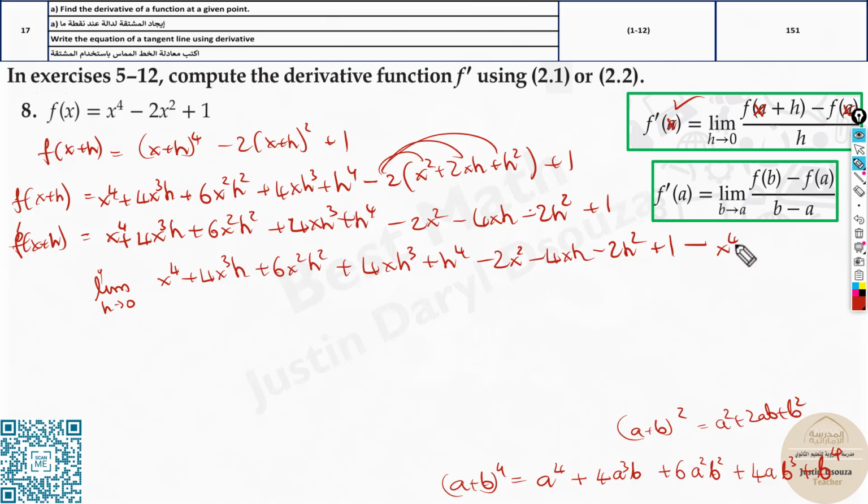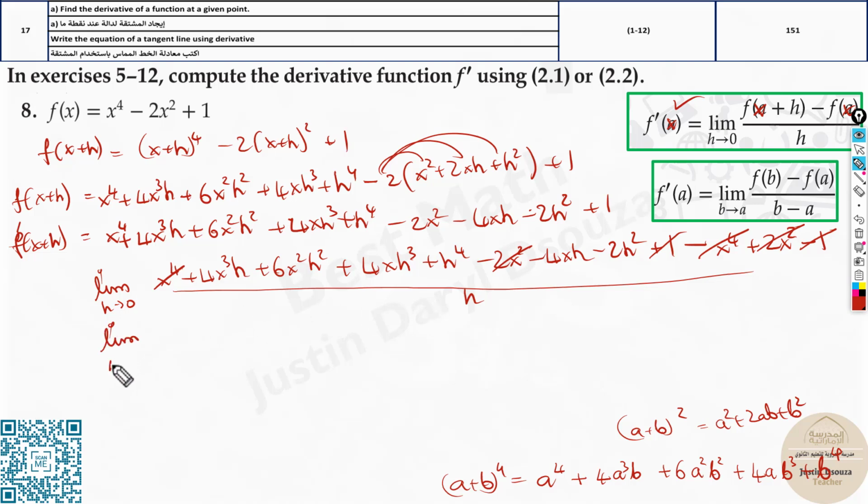What happens over here? It's x power 4, minus and minus becomes plus 2x squared, because we have to minus negative all these terms, minus x squared, but this is already minus, it becomes plus, and lastly we have minus 1. 1 cancels off. 2x squared over here cancels off. What about x power 4? Yes, this also cancels off. Now let's write all the remaining terms divided by h.